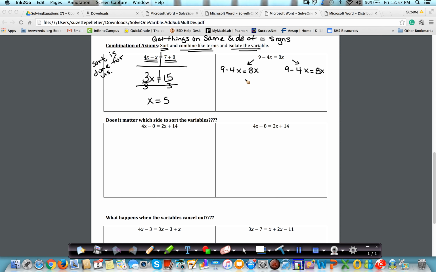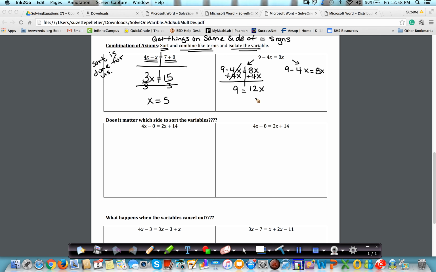Anytime you take a number or a letter and you move it from one side of the equation to the other, you're doing the opposite, right? So I have to undo the 4x over here so that they will cancel each other out and it will be gone on this side of the equation. And if I added 4x to the left-hand side of the equation, I have to add 4x to the right side of the equation. So I get 9 equals, and 8 plus 4 is 12x, okay?